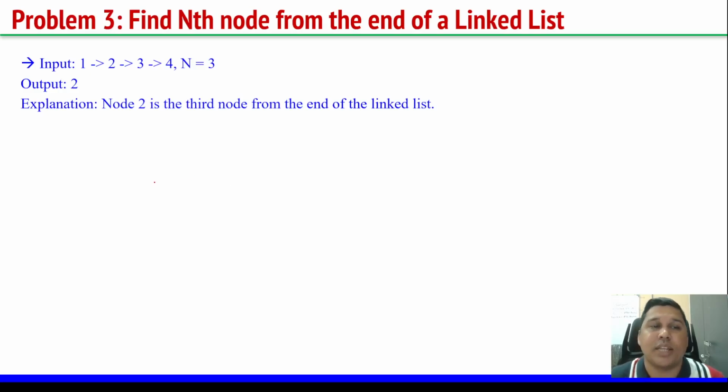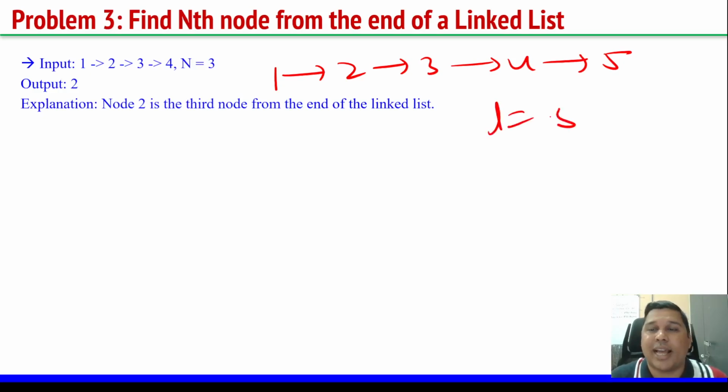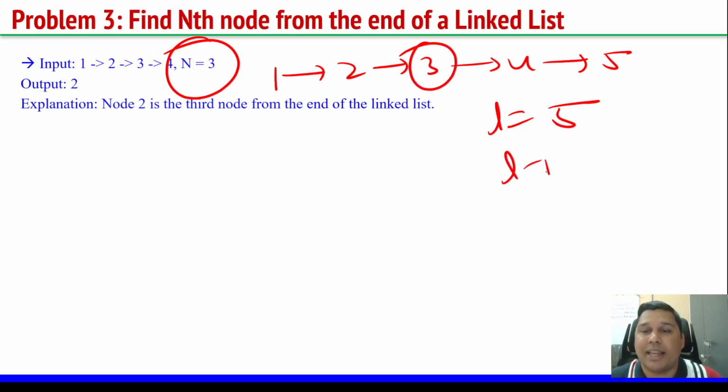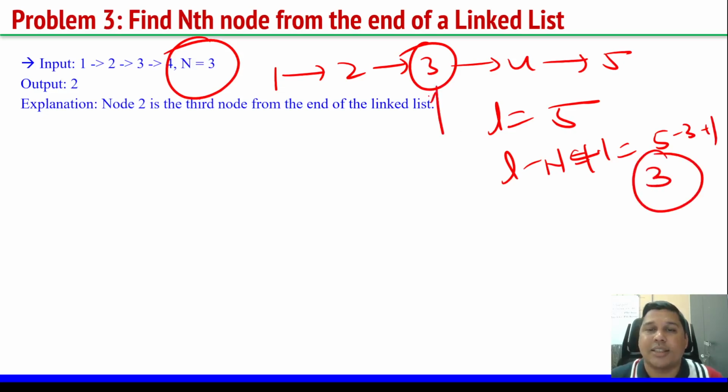So the approach is very simple. Iterate from the beginning, from 1, and find out the length as 5. Given n is 3, I want the third node from the end. So L minus n plus 1 gives 5 minus 3 plus 1, so 3. That is the third node. Reach till this location and print its data. That is the third node from the end.